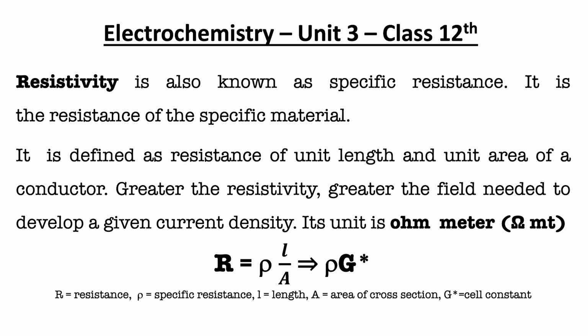Here L upon A is known as cell constant, and the symbol of cell constant is taken as G star. So the new formula becomes R is equal to rho multiplied with G star.